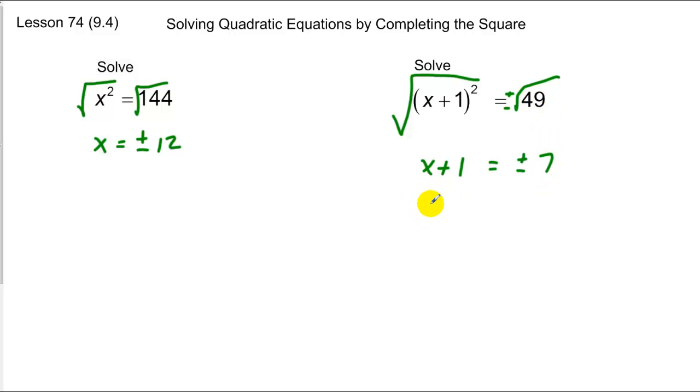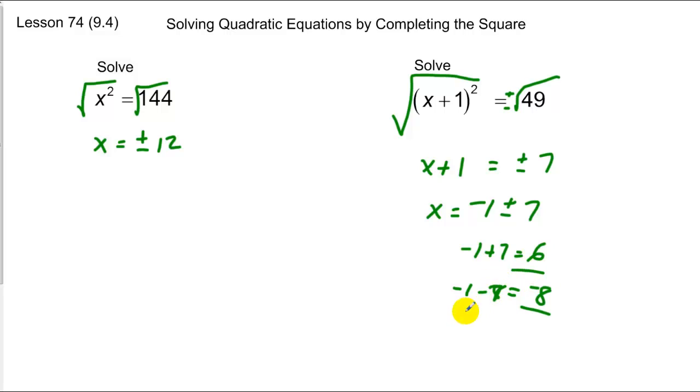So really, if I isolate x here, I have x equals negative 1 plus or minus 7. And negative 1 plus 7 is equal to 6, and negative 1 minus 7 is equal to negative 8. So I have two answers, 6 and negative 8. We're going to use this concept in some sense to do what we call completing the square.